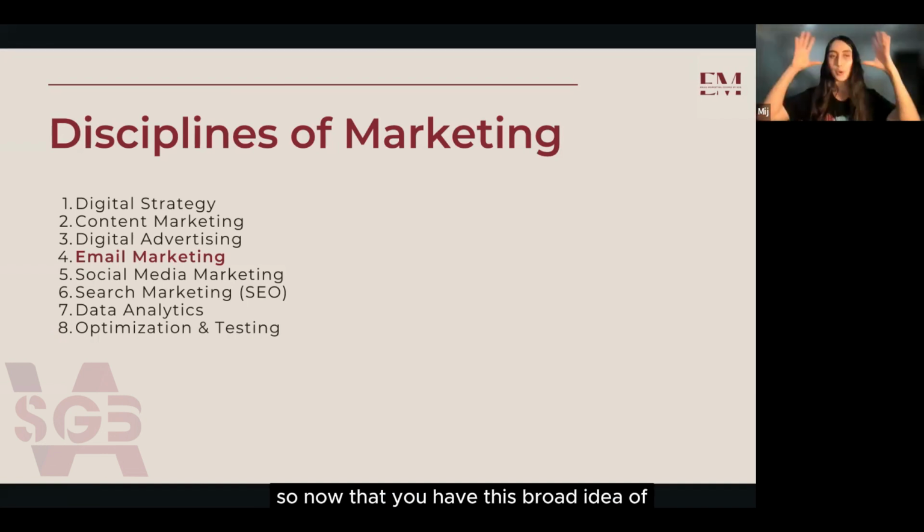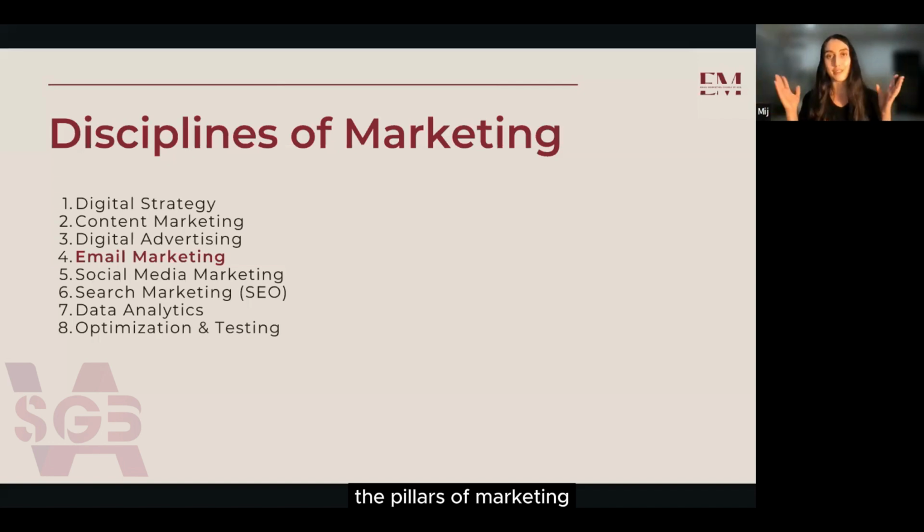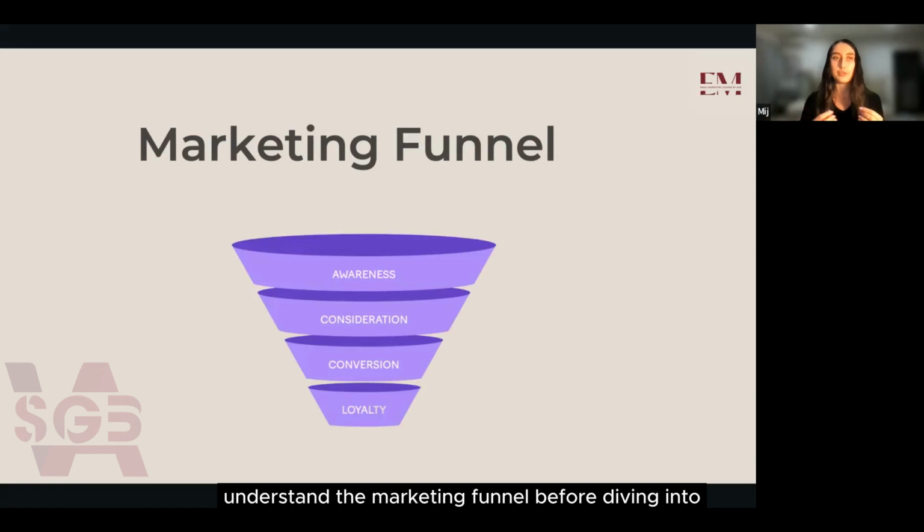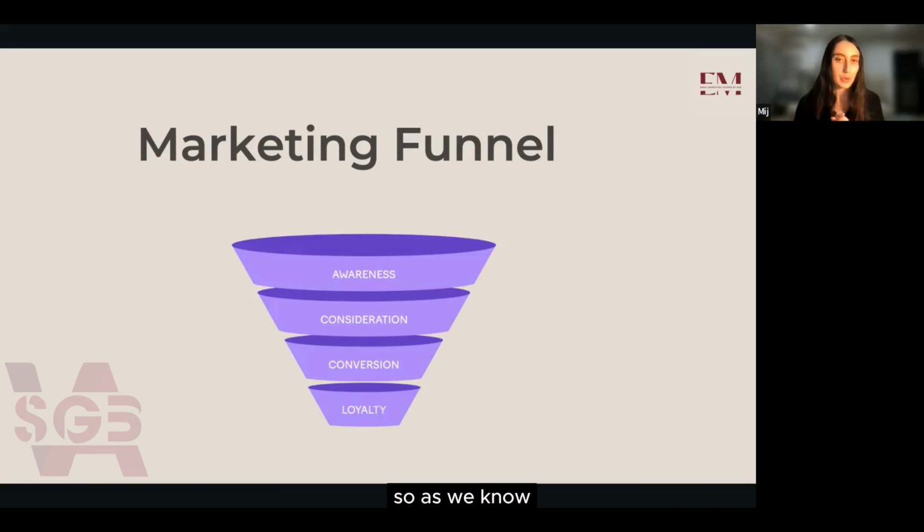So now that you have this broad idea of the pillars of marketing, let me tell you how it works and how email marketing is effective. So I want us to understand the marketing funnel before diving into email marketing. So as we know, for a customer to become a purchaser, they will not purchase right away, right? They need to develop this trust. They need to have this accountability. They need to understand that we are solving their problem, we're bringing them value, and only then they will have a chance to purchase, to buy something from us.